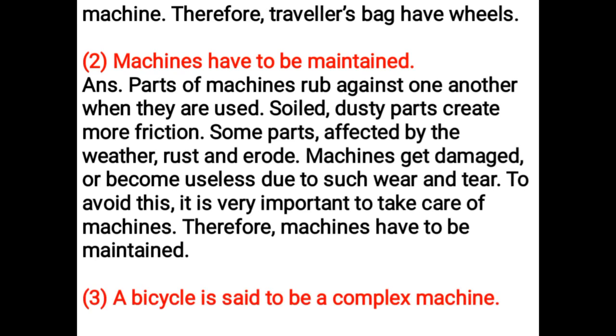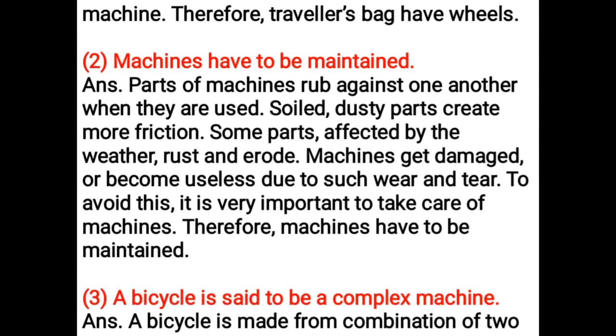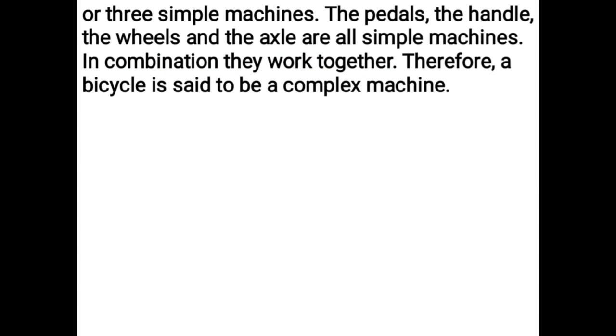A bicycle is said to be a complex machine. A bicycle is made from a combination of two or three simple machines. The pedals, the handle, the wheels, and the axle are all simple machines. In combination, they work together. Therefore, a bicycle is said to be a complex machine.